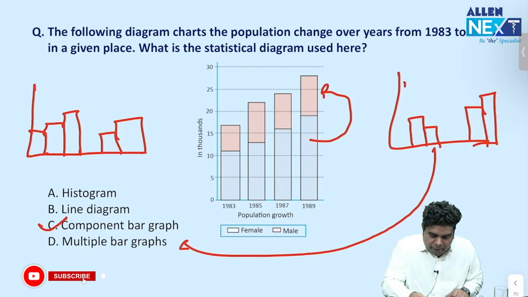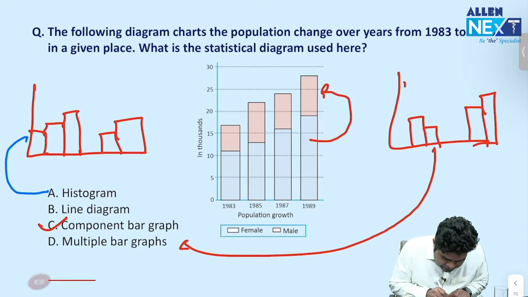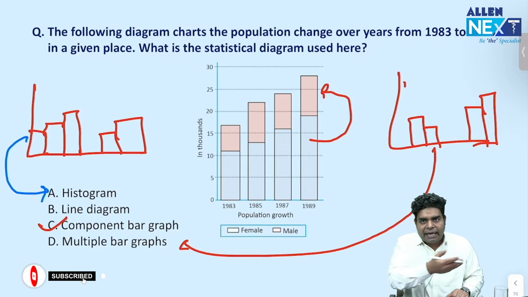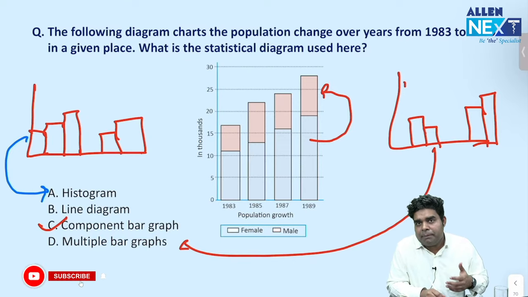There is one gap, but the gap is not at fixed interval. So this will be histogram. And the line diagram we have drawn earlier. And this gap is maybe representing zero case.